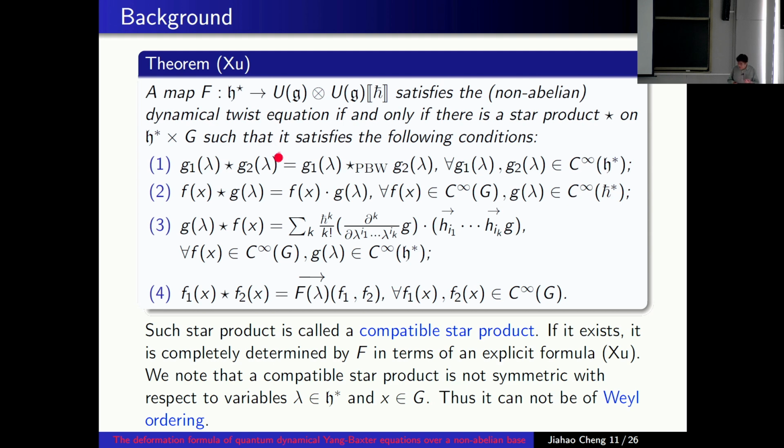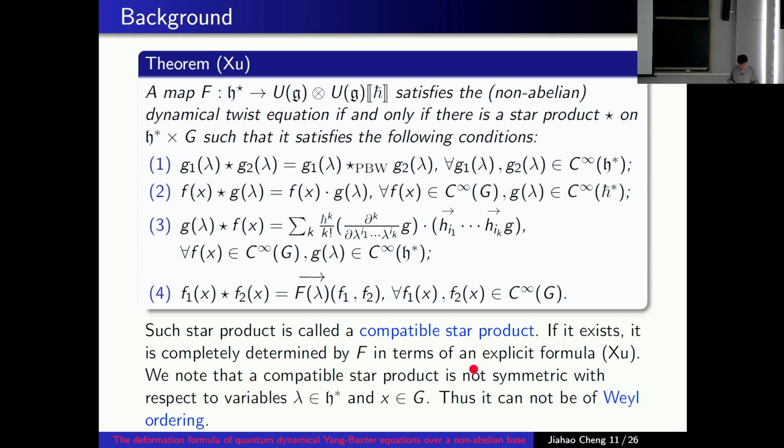And if you have such an F, then you can actually define a star product on H star times G. You can define a star product which satisfies this condition. For example, if you have two functions with variable on G, then you can just use F to act on f1 and f2, because you can regard F as a differential operator with two entries. So this condition uniquely determines a star product. We call this star product a compatible star product. Also in particular, if you have two functions with variable lambda belonging to H star, then you just get back the PBW product.